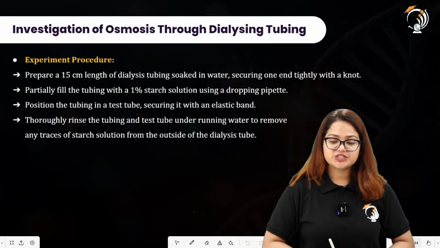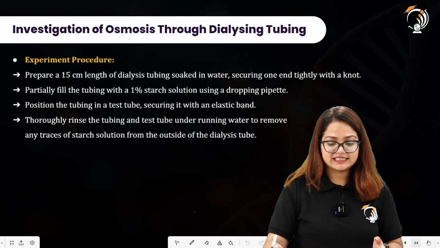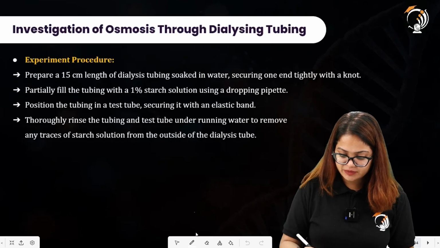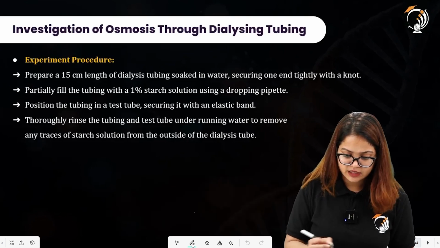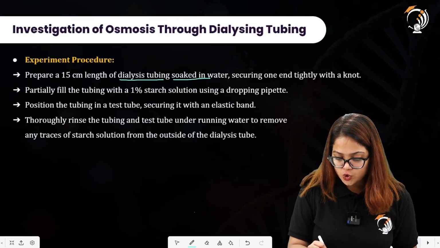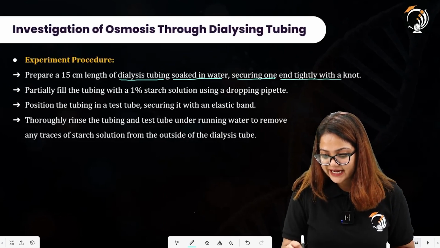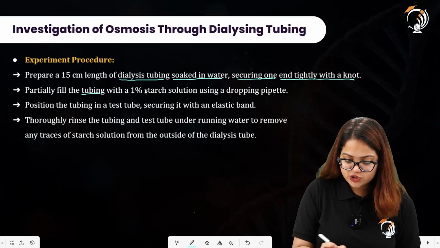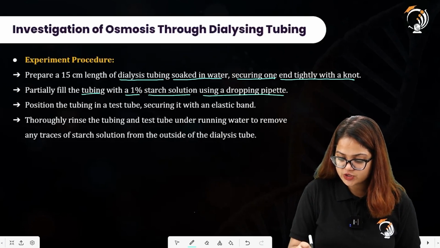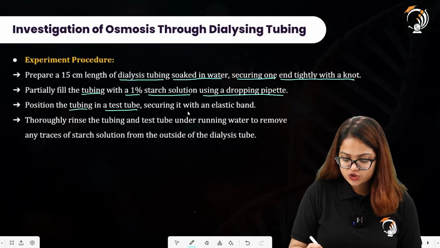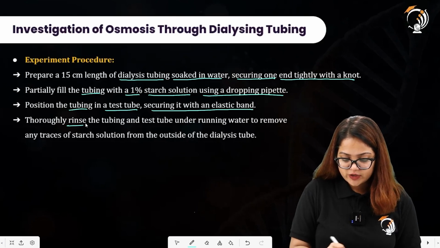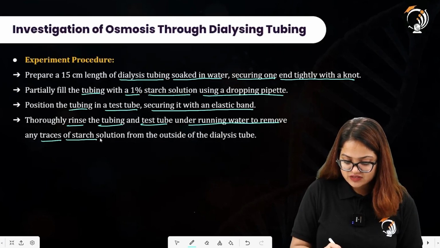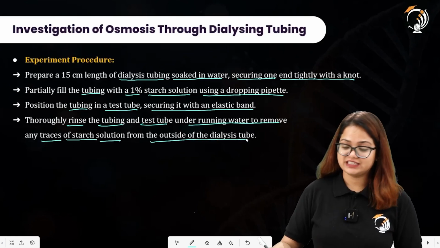Now, investigation of osmosis through dialysing tubing. So we have the experiment procedure here. Prepare a 15 centimeter length of dialysing tubing soaked in water, securing one end tightly with a knot. So we are basically preparing here. Partially fill the tubing with 1% starch solution using a dropping pipette. Position the tubing in a test tube, securing it with an elastic band. Thoroughly rinse the tubing and test tube under running water to remove any traces of starch solution from the outside of the dialysing tube as well.